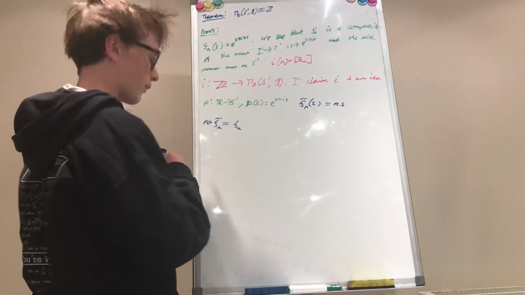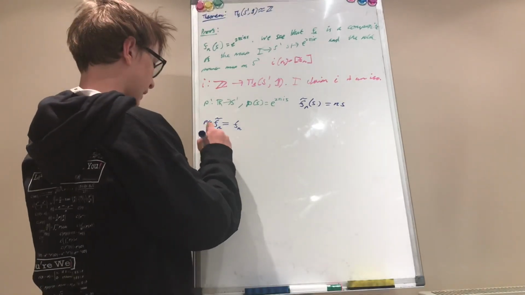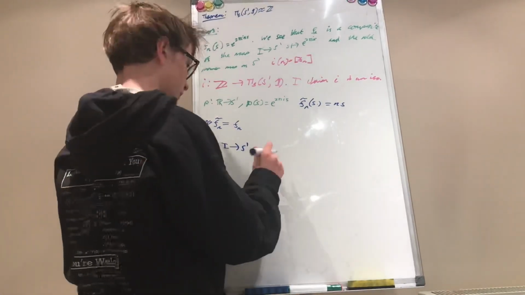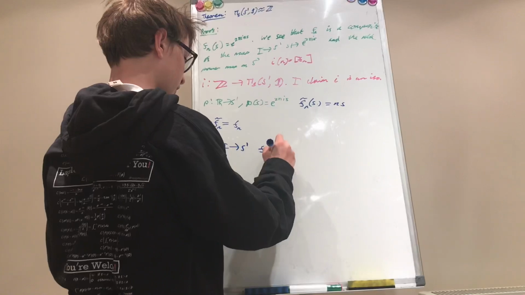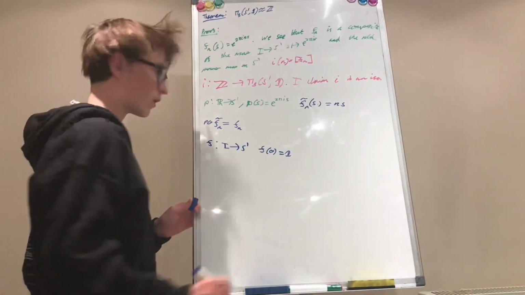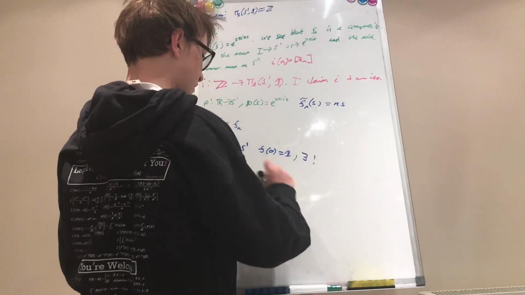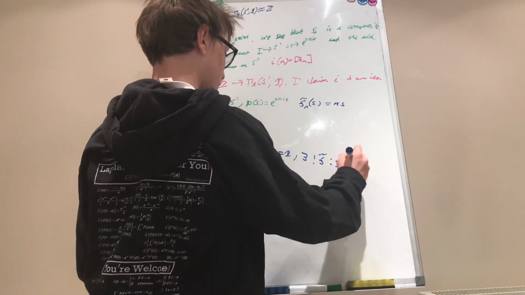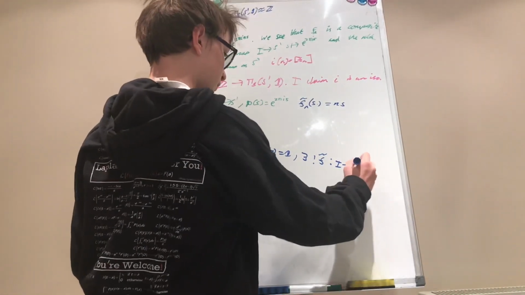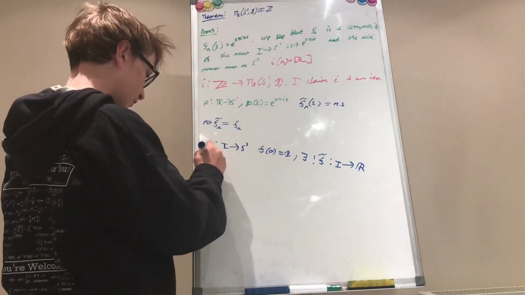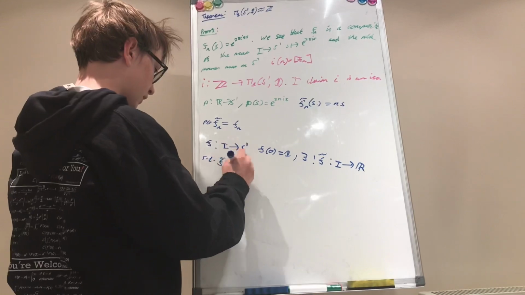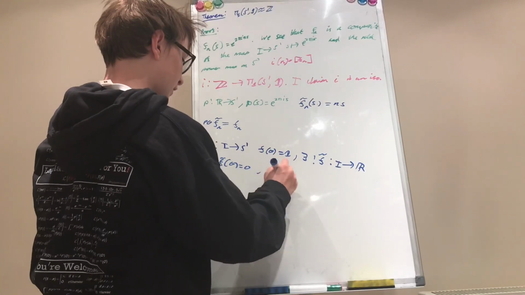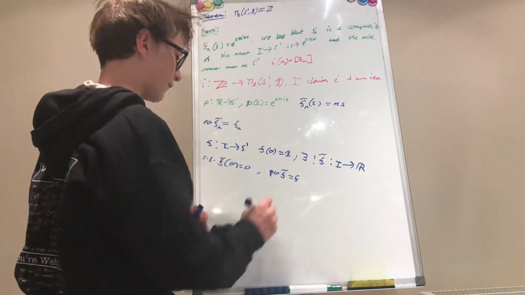So, say for example we have some path f, which takes you from the interval into the 1-sphere, such that f of 0 equals 1, then there exists a unique f tilde, which takes you from the interval into the real numbers, such that f tilde of 0 equals 0, and p composed with f tilde is equal to f.